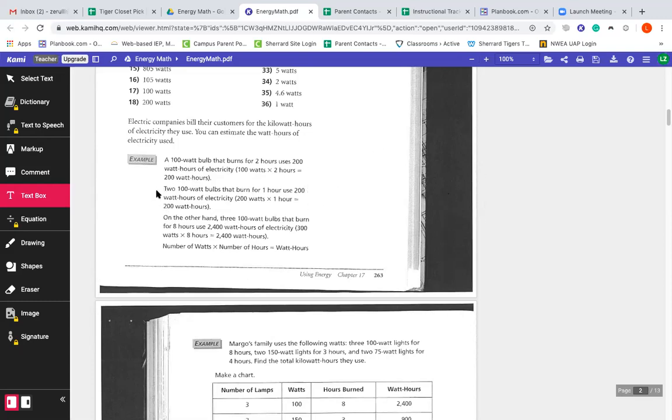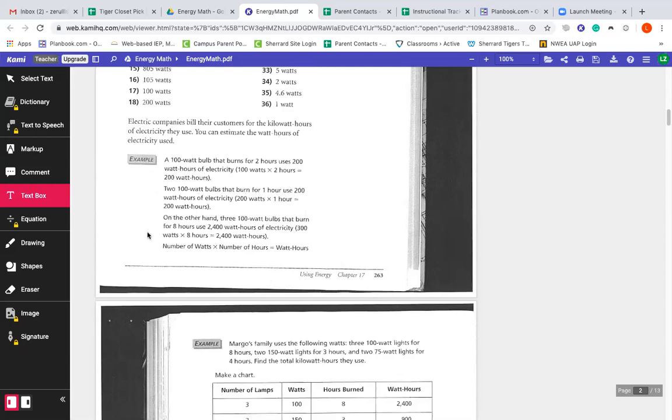Anyway, so our next example here, 2 100-watt bulbs. Okay, so I've got 2 bulbs. Let's say you walk in the bathroom and there are 2 bulbs plugged into the light fixture in your bathroom, and they burn for 1 hour. Well, you're still using 200 watt hours of electricity because you take your 200 watts, because you have 2 of these 100-watt bulbs, and you multiply it by the hour that you're burning them. So that would still be 200 watt hours.